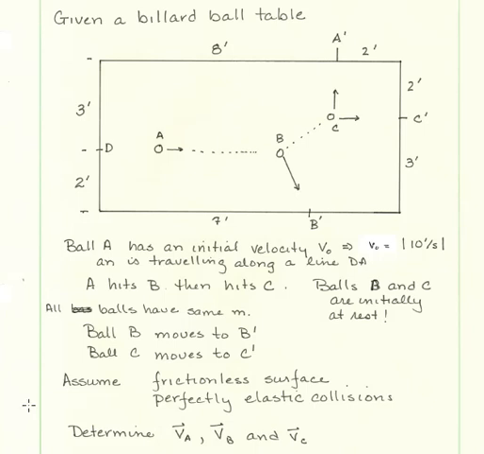So we're going to do an example problem that's going to allow us to use a lot of the information with conservation of momentum, conservation of kinetic energy, and also allows us to use angular momentum. So let's get a billiard ball table.